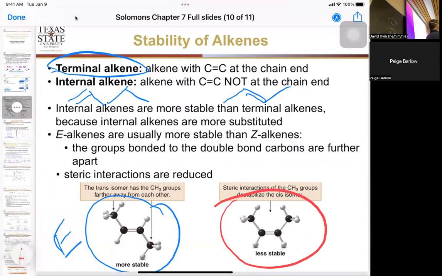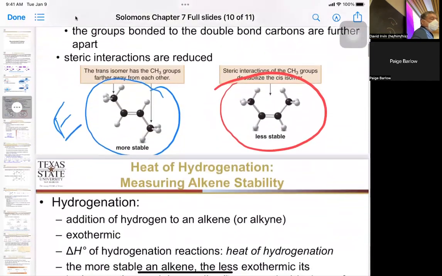And if you think about it, you have two groups in the Z position. They're going to push each other apart, giving us torsional stress here. And if they're opposite each other, they're not going to see each other. So there's no stress. So E is more stable because there's no torsional stress.